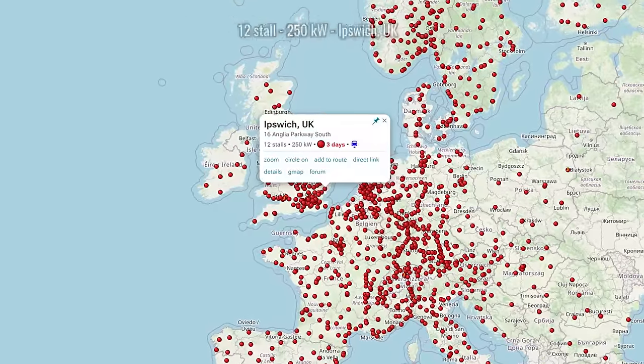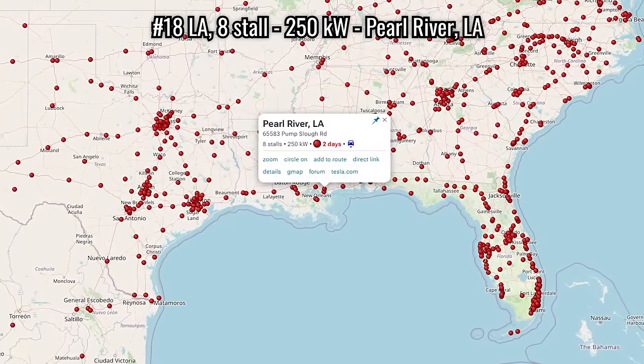And what do we got for new superchargers this week? We got the 12 stall in Ipswich, UK. We got number 18 in Louisiana, the 8 stall in Pearl River, Louisiana.